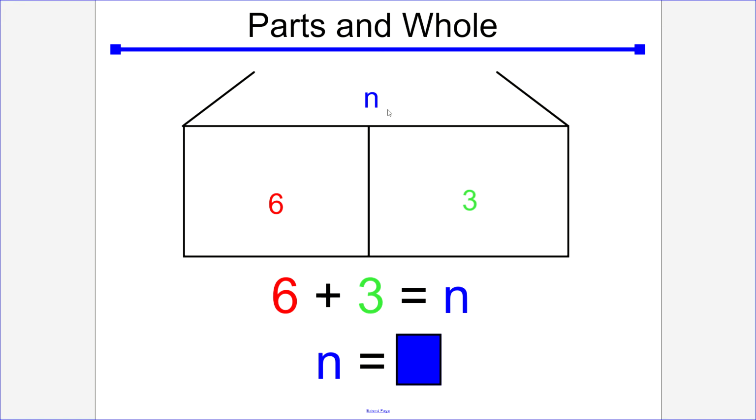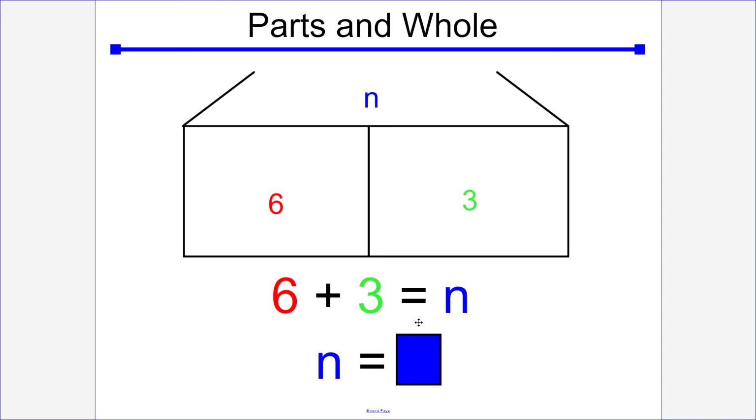When I want to find an unknown whole, I need to add, because part plus part equals whole. If I add the two parts together, it will tell me the whole, even if I don't know it right away. So let's try this. 6 plus 3 equals n, because part plus part equals whole.